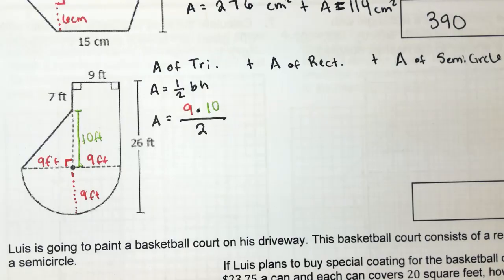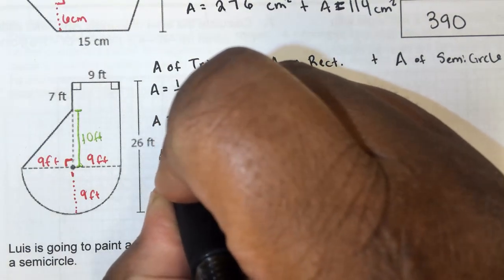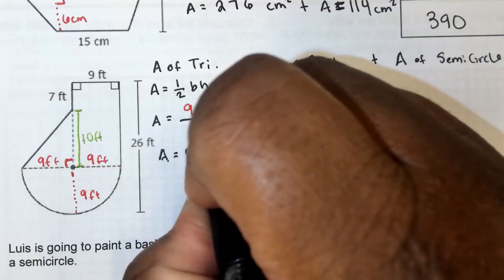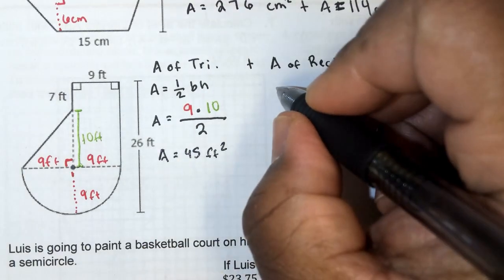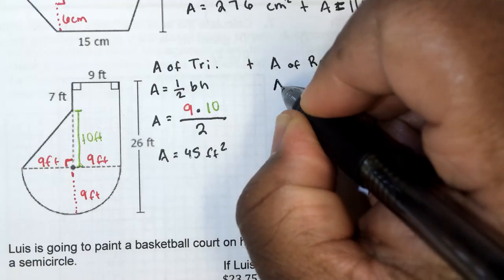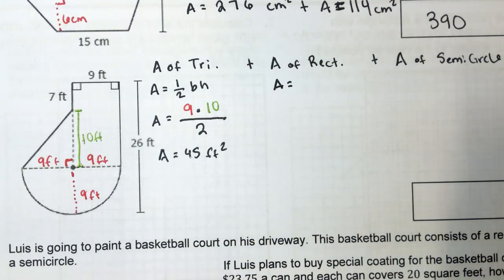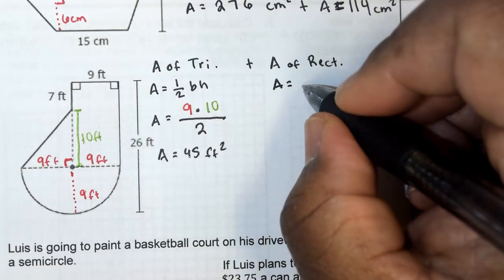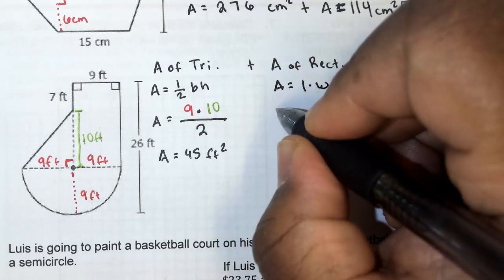After that, 90 divided by 2. Area of the triangle is 45 feet squared. Then we get the rectangle. Let's remind Crystal again, Bird. What's the formula for a rectangle? Yeah, you should memorize that.